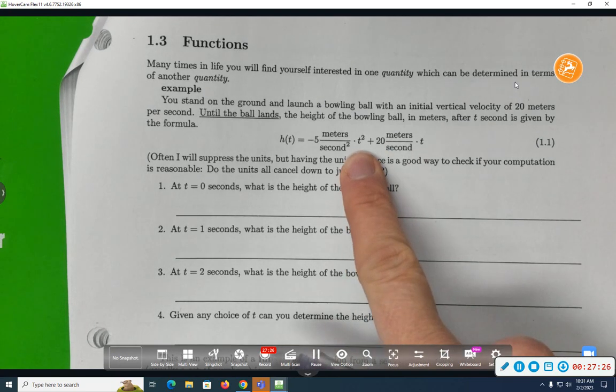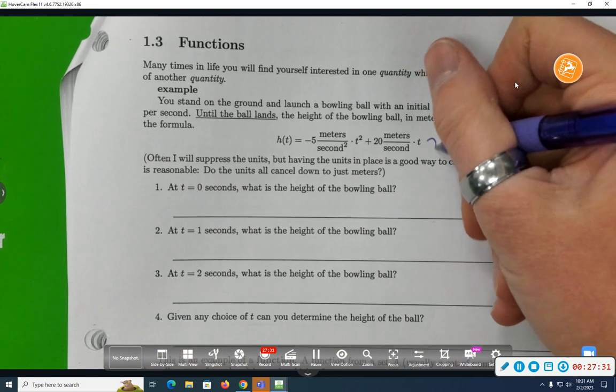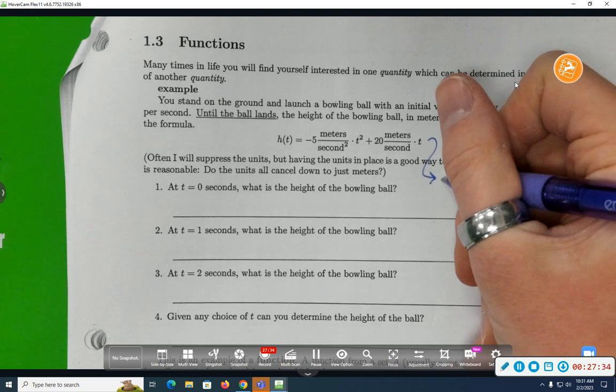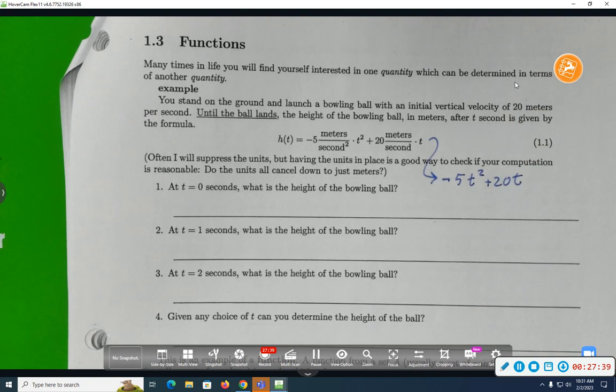Let's try to use this model to make some predictions. At time equals 0 seconds, and maybe if you want to drop units, you could write that as just negative 5t squared plus 20t, as long as you remember that time has to be measured in seconds and height in meters. At time equals 0 seconds, what is the height of the bowling ball? Yeah, 0 meters. And that agrees, I hope, with the intuition. Before you throw the ball, it should still be on the ground. Well, I guess it's at whatever height you're throwing it from, but that's not accounted for in this model.